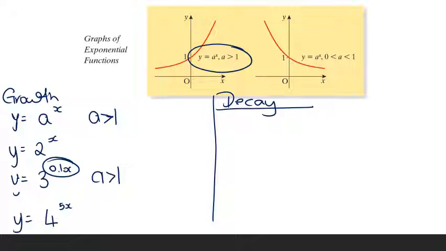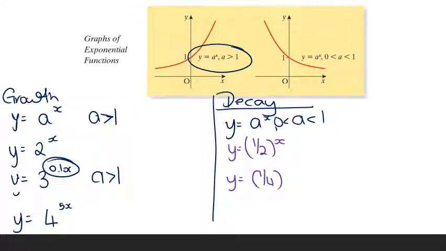Let's have a look over here at the k though. y equals a to the power of x again, but this time a is less than 1 and greater than 0. So we're talking about numbers like a half to the power of x, for example, or y equals a quarter to the power of 0.5x, for example.